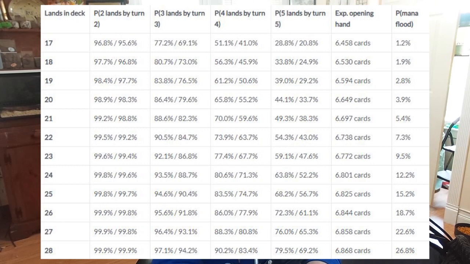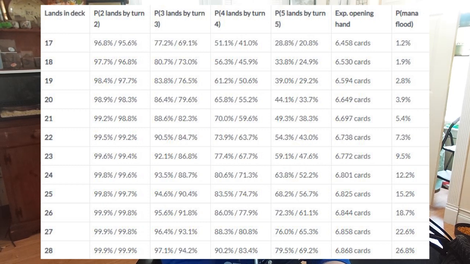The last two columns are a little interesting. The second to last column is your expected opening hand, so how much you'll have to mulligan, how many cards you should expect to have in your opener in any given hand, and if you need to mulligan into a hand with a reasonable amount of lands. And the last column is the percentage that you can flood, the chance of you mana flooding, drawing too many lands. Also, you'll notice there are two percentages in each column. The first percentage is your chance on the draw. The second percentage is your chance on the play.